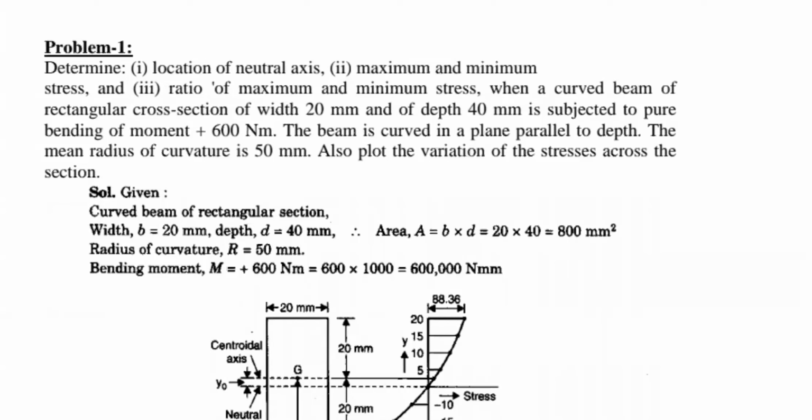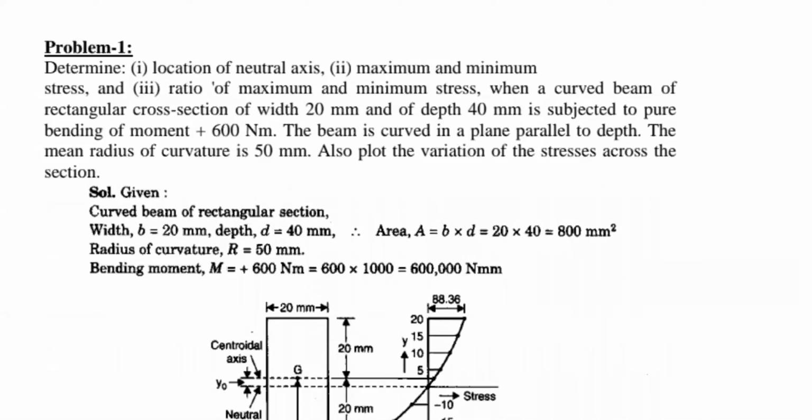First, determine the location of the neutral axis, the maximum and minimum stress, and the ratio of maximum to minimum stress, when a curved beam of rectangle cross section of width 20 mm and depth 40 mm is subjected to a pure bending moment of 600 Newton meter. The beam is curved in a plane parallel to the depth. The mean radius of curvature is 50 mm. Also plot the variation of the stresses across the section.